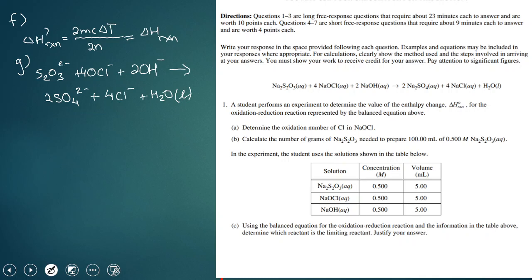I realized afterwards that I forgot to. So all of these should be AQ except for H2O, where I specifically wrote liquid because I had the space. But all of these you have to include to indicate that they're aqueous to get the full marks.